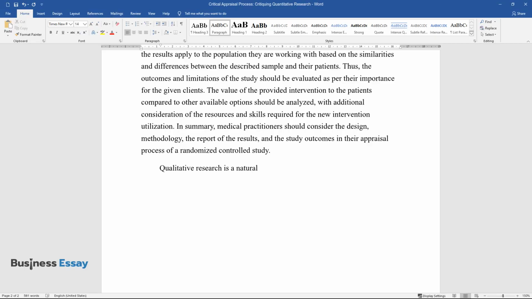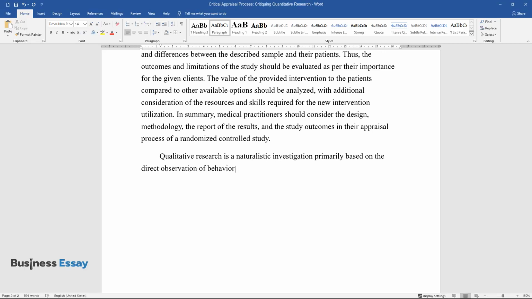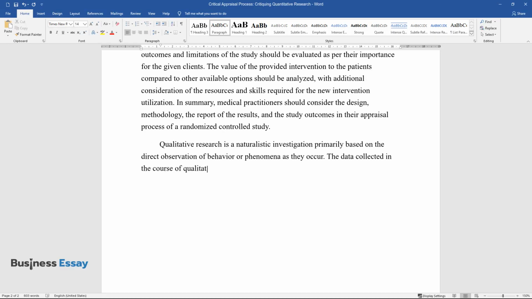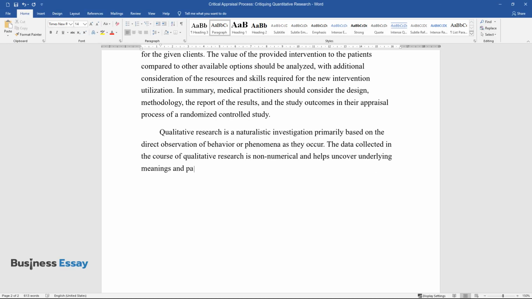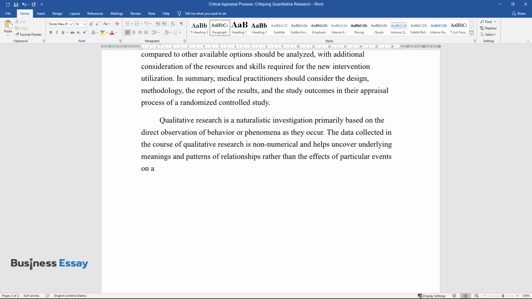Qualitative research is a naturalistic investigation primarily based on the direct observation of behavior or phenomena as they occur. The data collected in the course of qualitative research is non-numerical and helps uncover underlying meanings and patterns of relationships rather than the effects of particular events on a phenomenon under consideration.